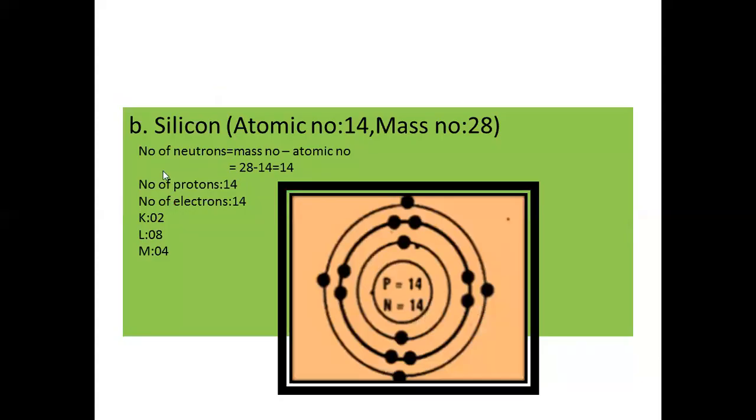B is silicon. The atomic number of silicon is 14. Mass number is 28. First of all, we will find the number of neutrons: 28 minus 14, so 14 is the answer. Number of protons is 14 and electrons are 14. So we put in the nucleus protons 14, neutrons 14. First shell 2 electrons, second shell 8 electrons. How many are left? 4 are left. Those 4 electrons we will put in the last shell. So K accommodates 2 electrons, L accommodates 8, and the last 4 electrons which are left go to the third shell, sorry, the M shell.